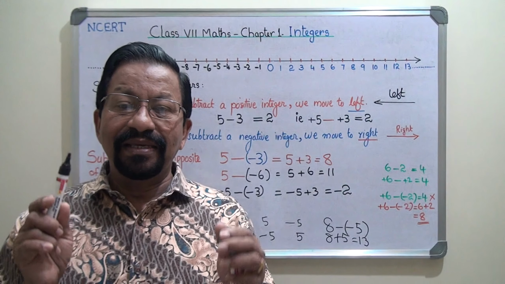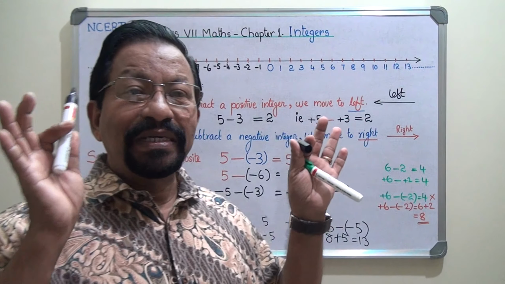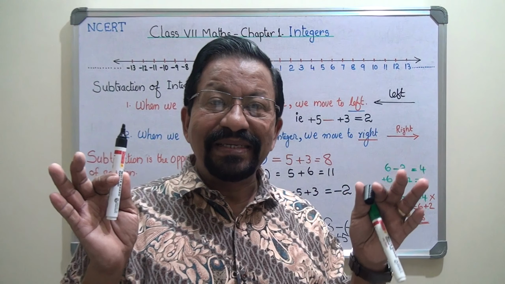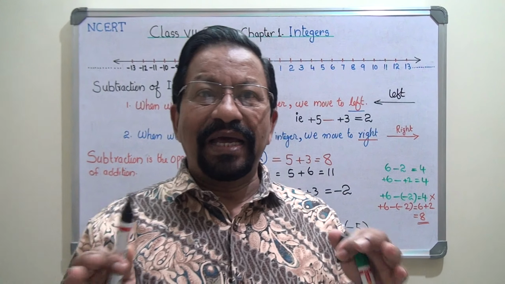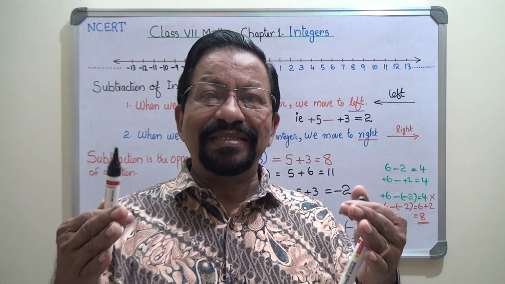Understood clearly? This is the method of subtracting integers. I hope it is clear, and we will do more exercises afterwards.